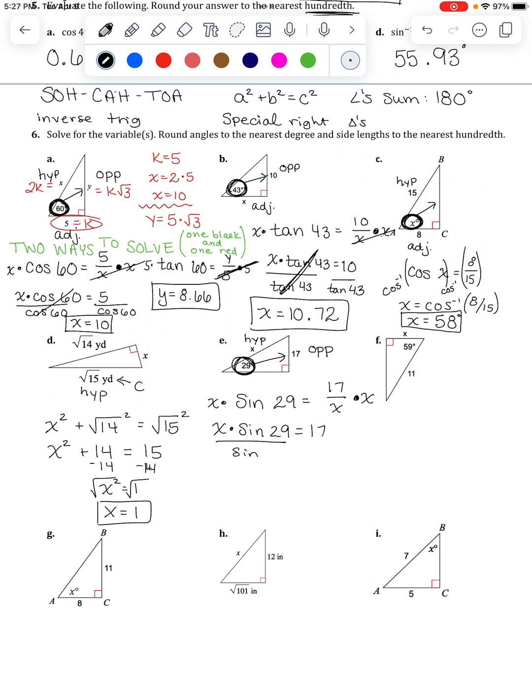X times sine of 29 equals 17. Since x is not alone, I'm going to divide by sine of 29. 17 divided by sine of 29. It's the side length, so round to the nearest hundredth is 35.07.